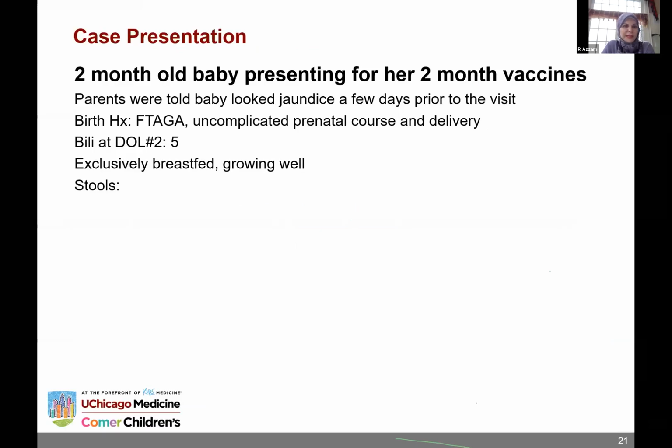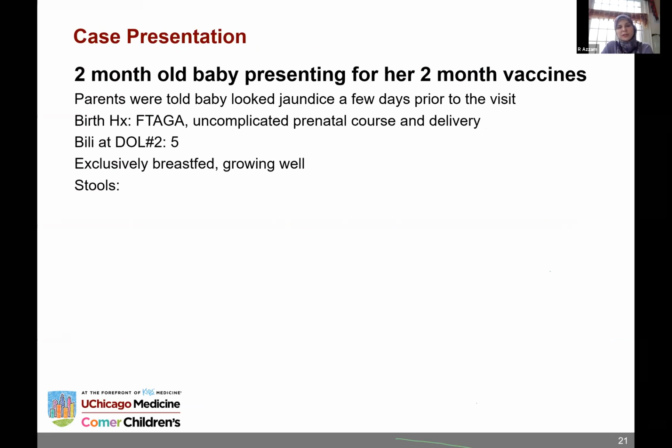So this is a real case, a 2-month-old baby presenting for her 2-month vaccines. The parents were told that the baby looked jaundiced a few days prior to the presentation to clinic. Her birth history was very normal, a very smooth, uncomplicated delivery and pregnancy, full term, good weight. You examine the baby. First of all, the bilirubin on the second day when they left the hospital was 5.